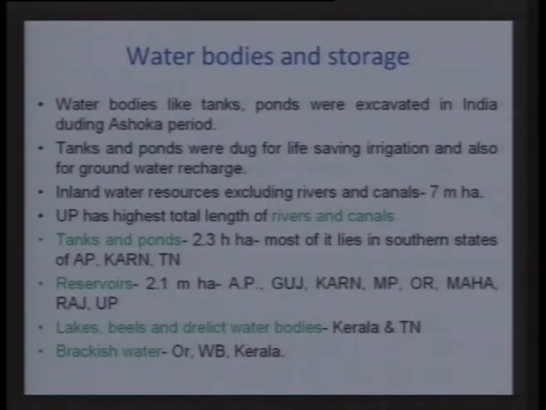The other source of irrigation water is water bodies and storages. So these are the other form of water resource in the country. Out of the water bodies, we all know that tanks and ponds were excavated in India during the Ashoka period. So right from the Ashoka period, we hear that tanks and ponds were excavated, and water bodies were created which were used for irrigation purposes.